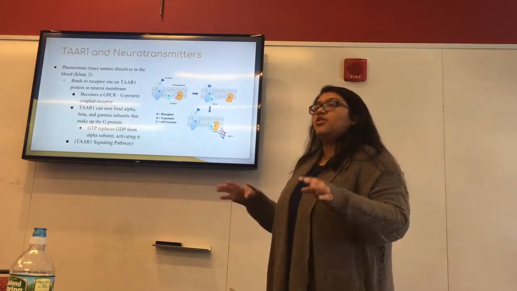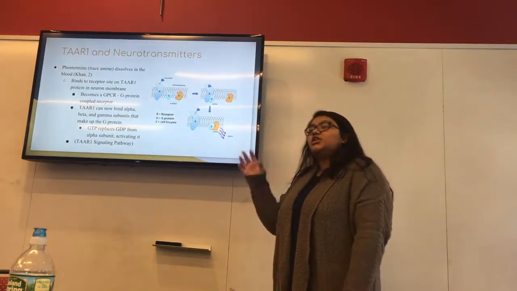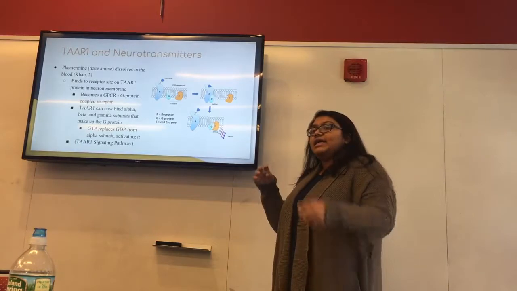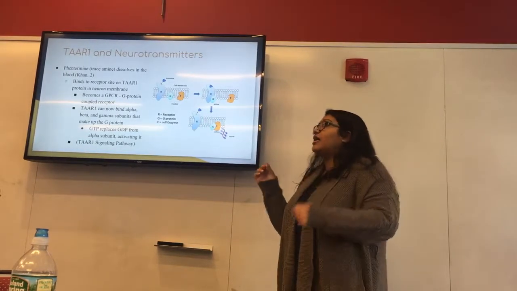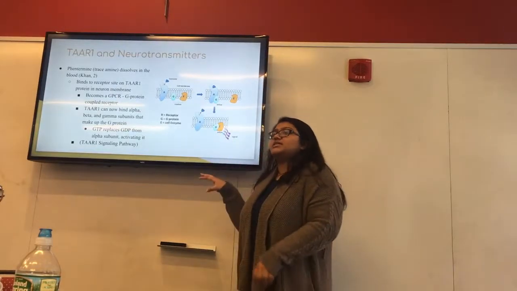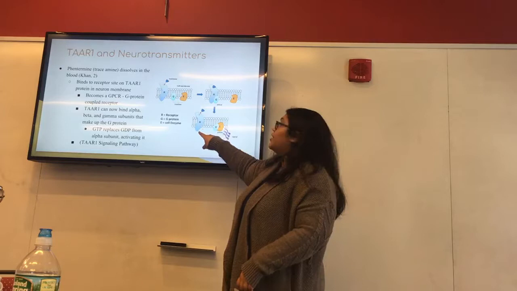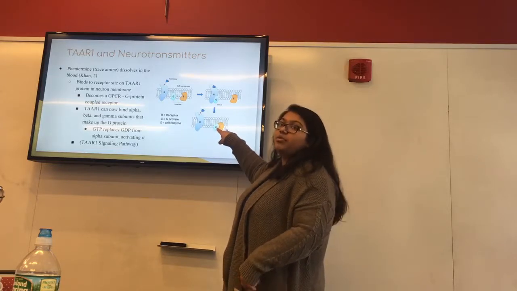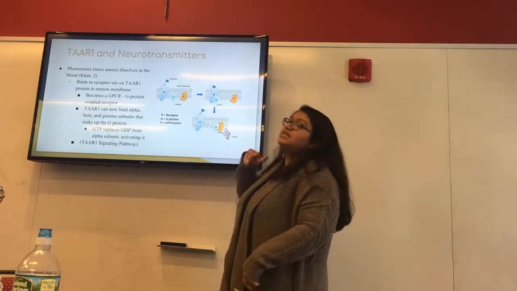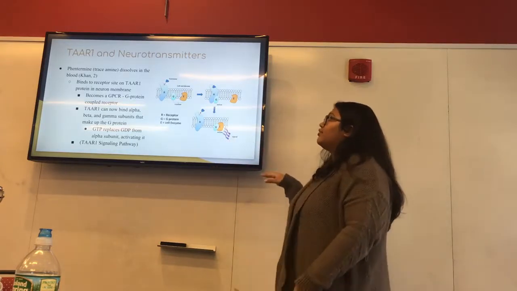It's not necessarily the only one that can trigger this process, but basically phentermine is dissolved in the blood, and then ligands that make up phentermine are going to bind to the TAAR1. So this right here is just a very basic diagram of what happens. Your R is going to be your TAAR1 receptor. This G is your G-coupled protein, and the E is the enzyme that the TAAR1 is going to help activate, and we'll talk more in depth as I go through this.